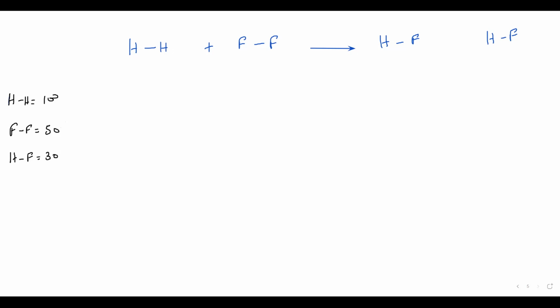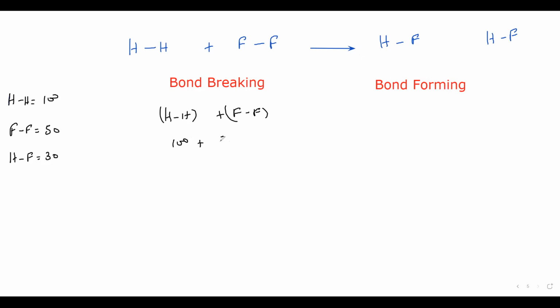So the reactant side is the bond breaking side and the product side is the bond forming side. So bond breaking minus bond forming will give us the energy change. The bonds which we are breaking are the hydrogen-hydrogen bond and the fluorine-fluorine bond. Hydrogen bond is 100 and fluorine bond is 50. So 100 plus 50, that is 150.